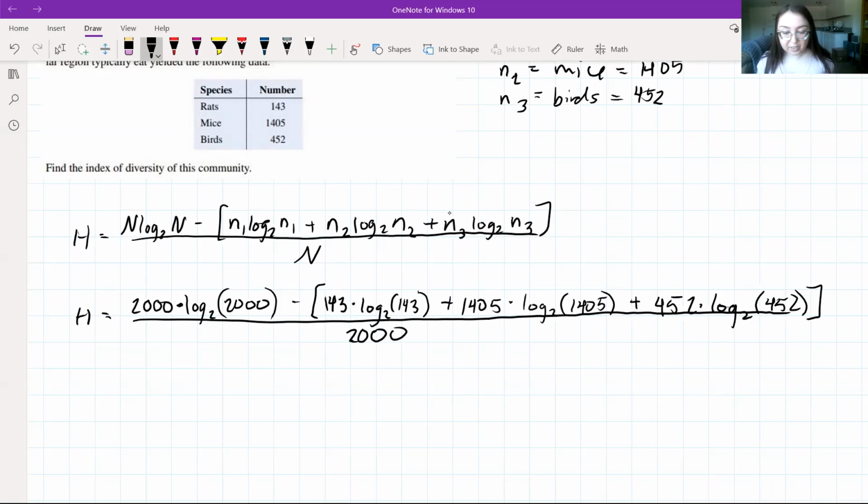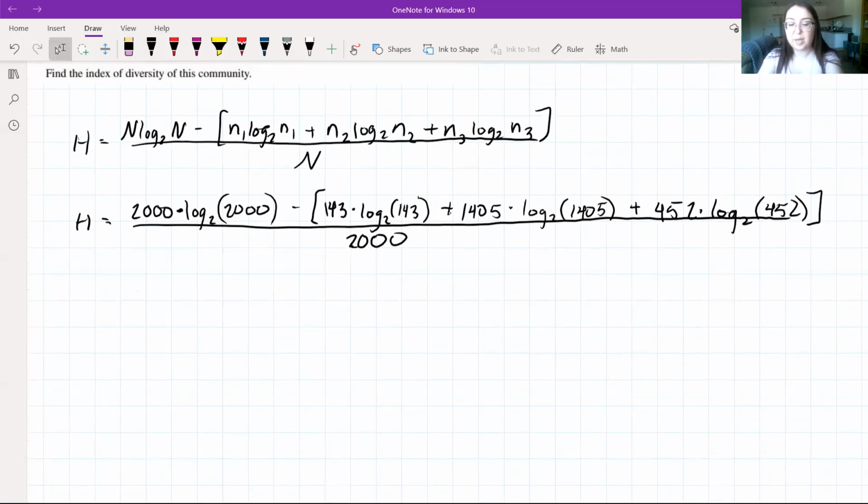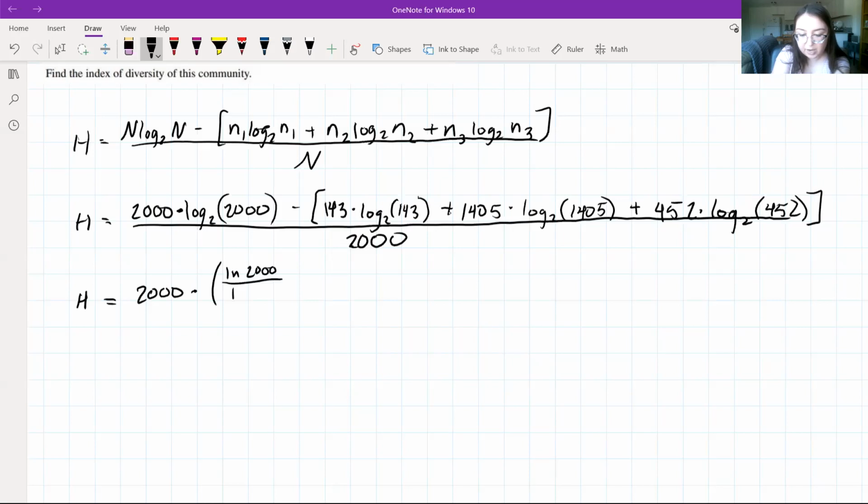We know our properties, so we could use properties, but we're going to use our change of base instead. Using change of base, we're going to rewrite this, and we get H is equal to 2,000 times the natural log of 2,000 divided by the natural log of 2. That is how we're going to write our change of base.